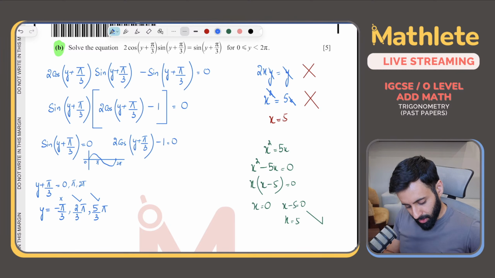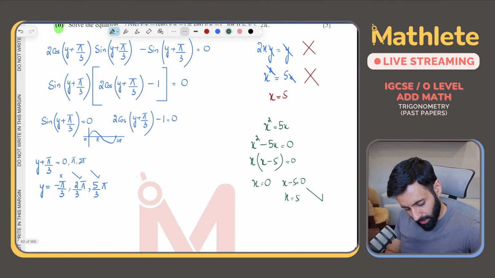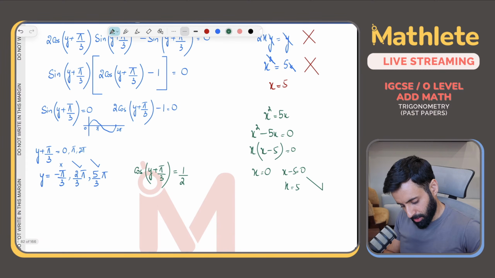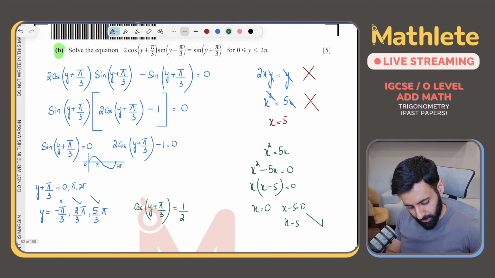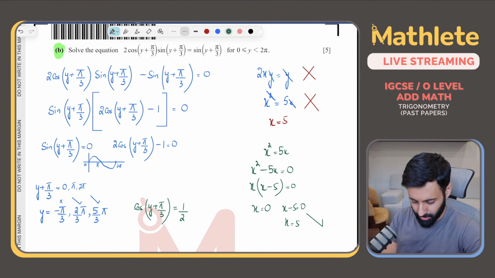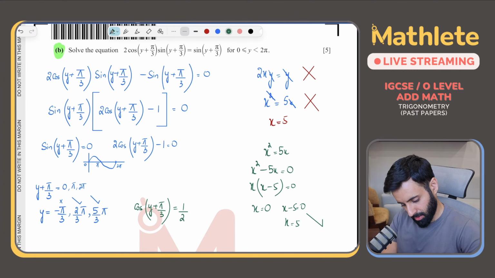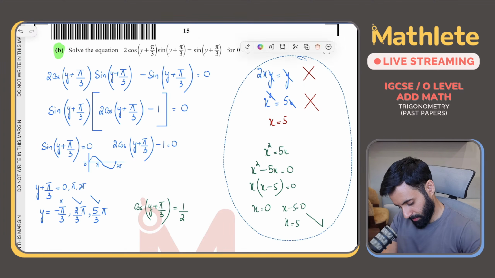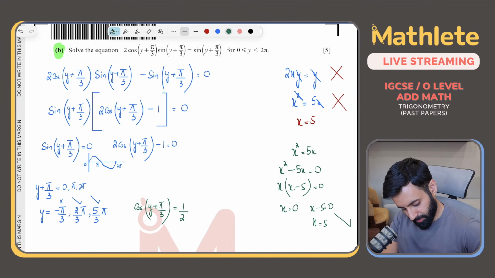Okay. Then let's solve the other one. Let's solve cos y plus pi upon 3 equals 1 upon 2. So here we're going to alter the range. Okay, so let's alter the range. The new range will be pi upon 3 plus 2 pi plus pi upon 3. How many marks is this? Yeah, it makes sense to be a 5-mark question.